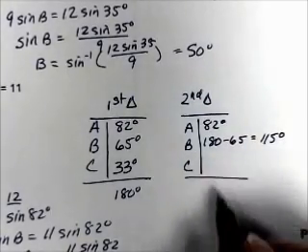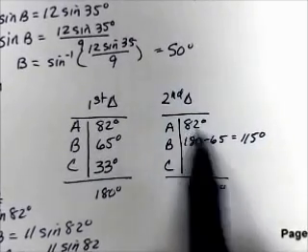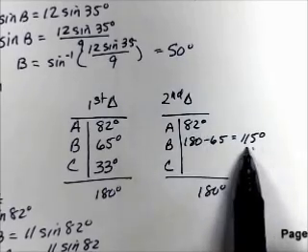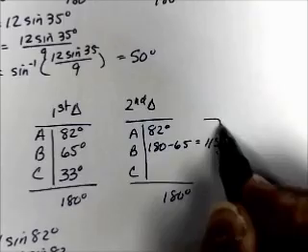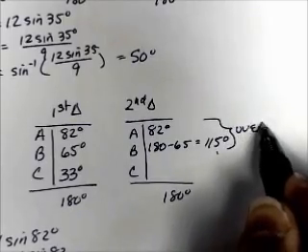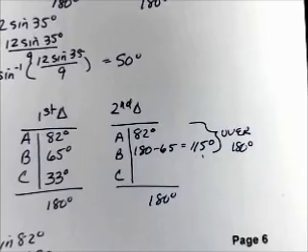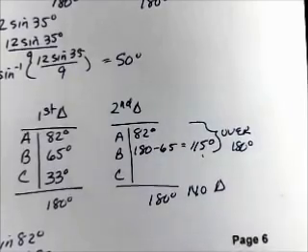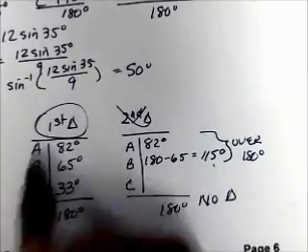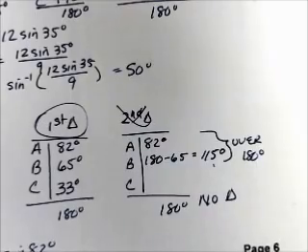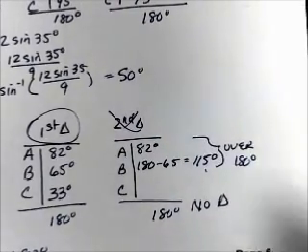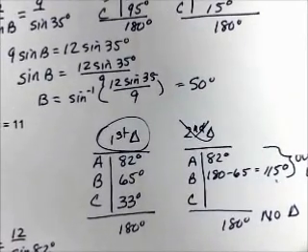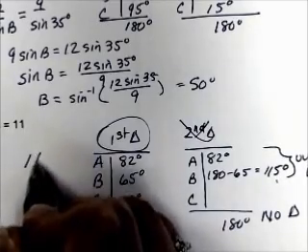But here, if we take just the two that we have, the 82 and 115, just summing these two up, this is over 180 degrees. So there's no triangle here. There's no second triangle. It doesn't work. There's only one triangle. So how many triangles can be constructed? One triangle.